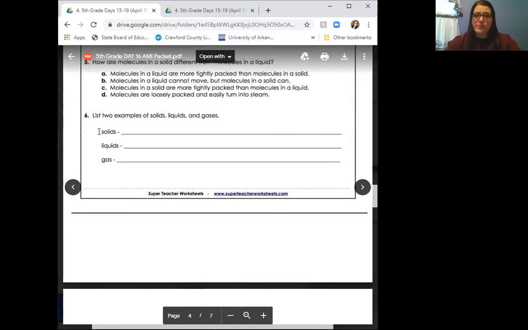So what are some examples of solids? What are some examples of liquids? So you can think of like water or juice are liquids. And what are some examples of gases? So you can think of like steam and things like that. So list 2 examples of each. So you're going to list 2 solids, 2 liquids, and 2 gases. And that is your science worksheet for today.